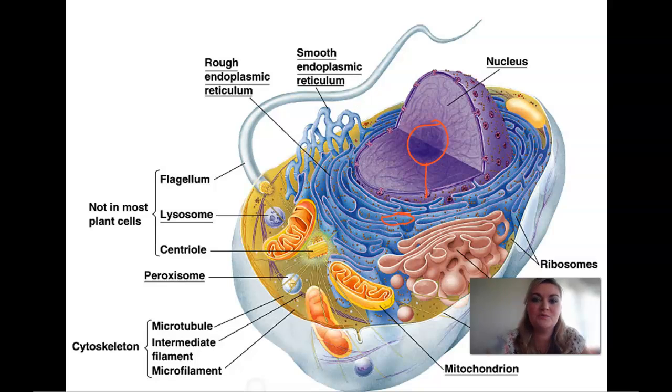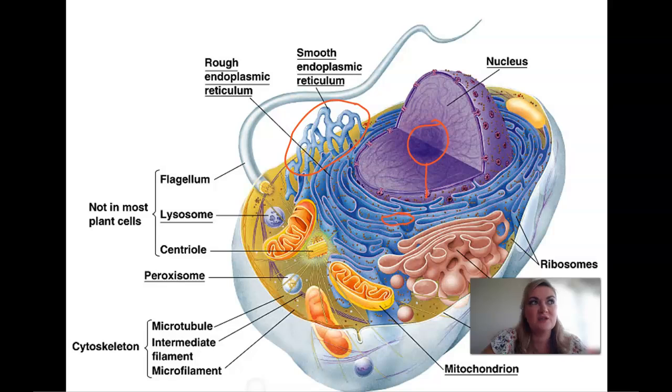You have your smooth endoplasmic reticulum right here. That's going to be responsible for helping to detoxify the body. It's actually able to break down substances such as alcohol, drugs, caffeine, anything that you take into your body. It could be Tylenol. It's going to break it down here at the smooth endoplasmic reticulum and detoxify it and keep it from harming you.